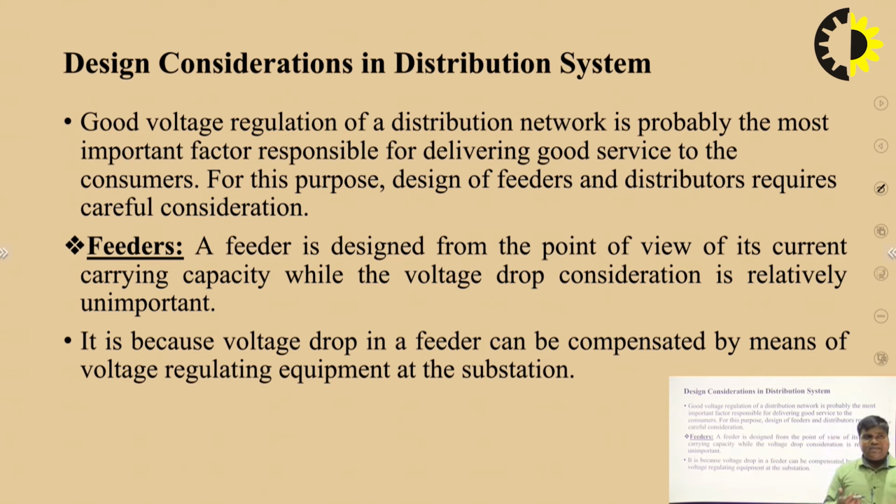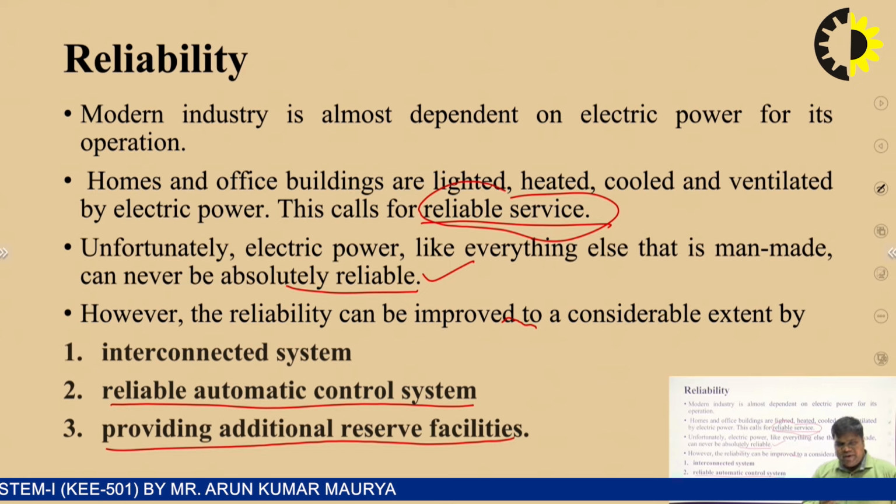Unfortunately, electrical power, like everything else that is man-made, can never be absolutely reliable. However, the reliability can be improved to a considerable extent by some systems. First one is the interconnected system. Second one is the reliable automatic control system, and the third one is providing additional reserve facilities for continuation of power from one end to the other for a complete time.